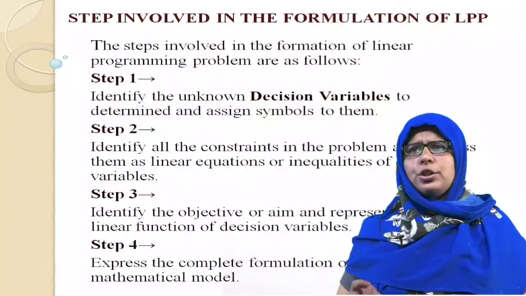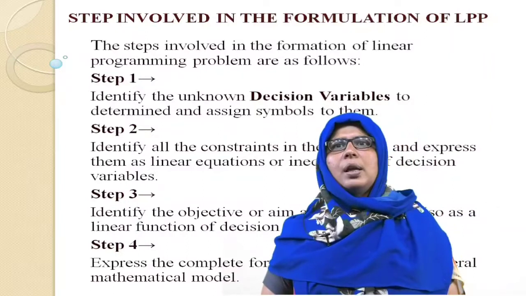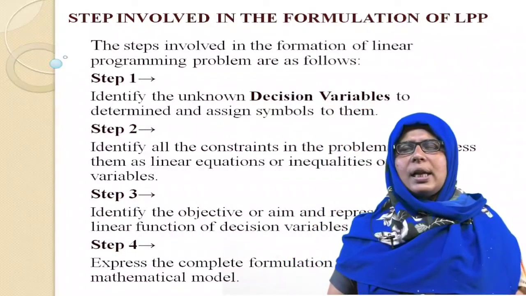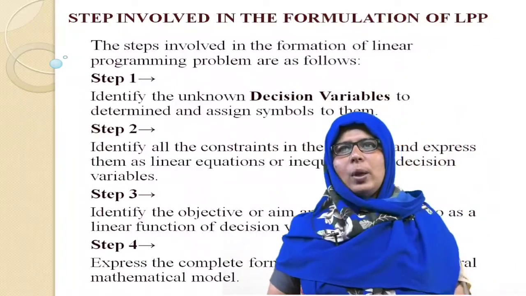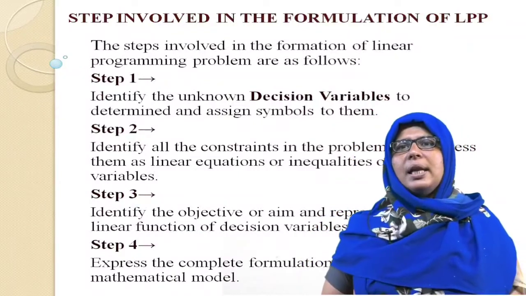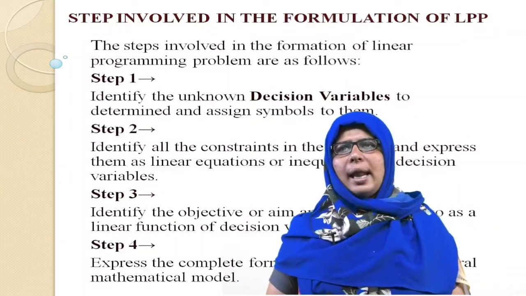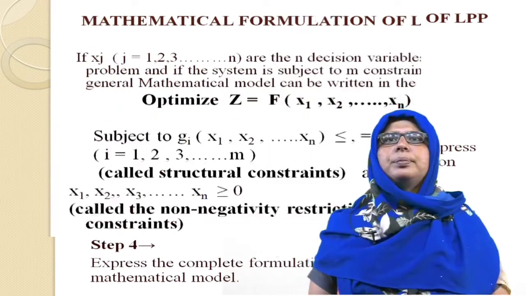Identify the unknown decision variables to determine and assign symbols to them. Step 2. Identify all the constraints in the problem and express them as linear equations or inequalities of decision variables. Step 3. Identify the objective or aim and represent it also as a linear function of decision variables. Step 4. Express the complete formulation of LPP as a general mathematical model.